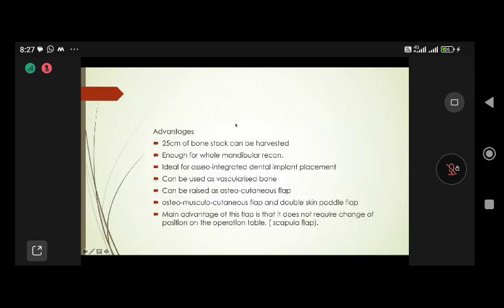Advantages are 25 centimeters of bone stock can be harvested, enough for whole mandibular reconstruction, ideal for osseointegrated dental implant placement, can be used as vascularized bone, can be raised as osteocutaneous flap, osteomusculocutaneous flap, and double skin paddle flap. And the main advantage of this flap is that it does not require change of position on the operation table. Otherwise, for vascularized scapula flap reconstruction, we need to change the position of the patient.